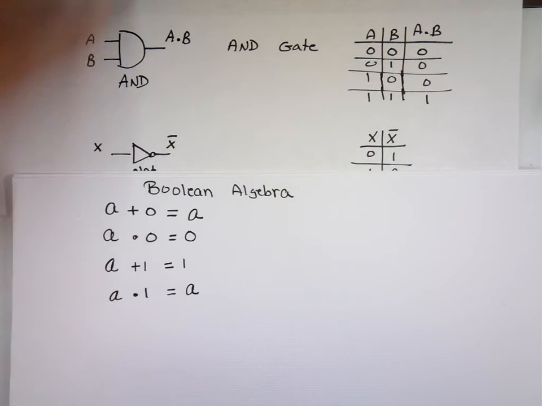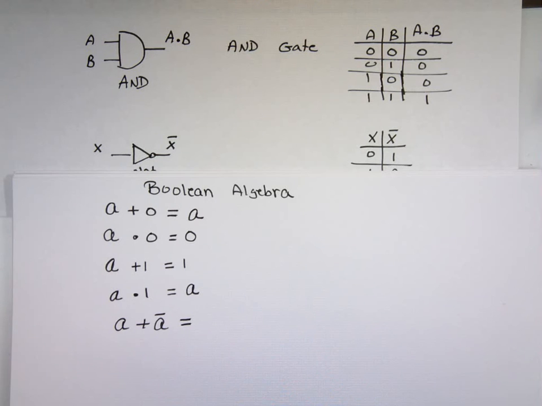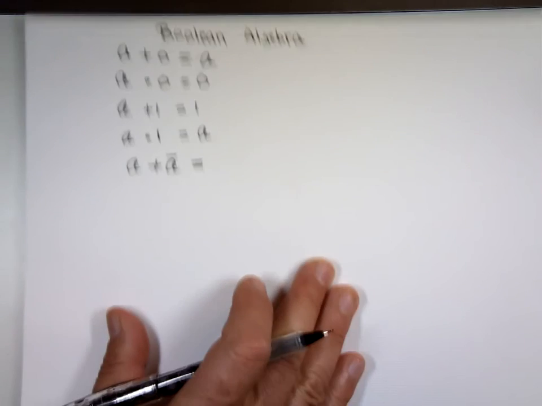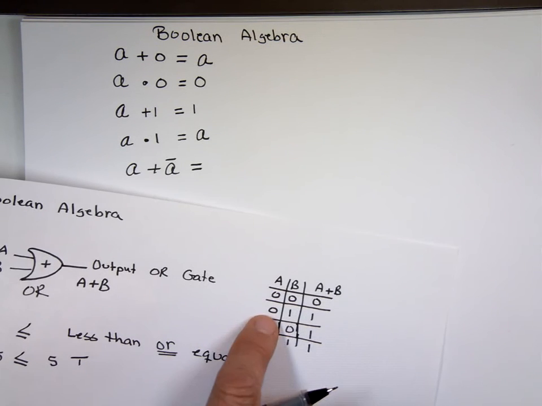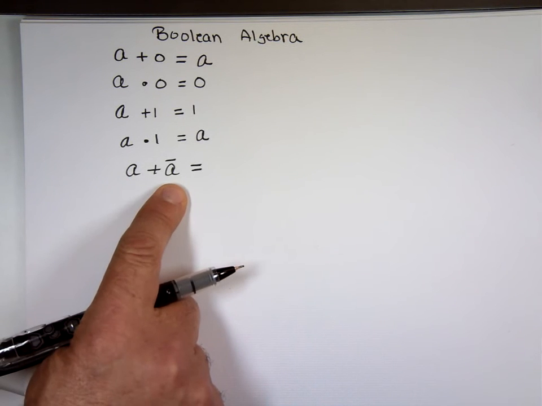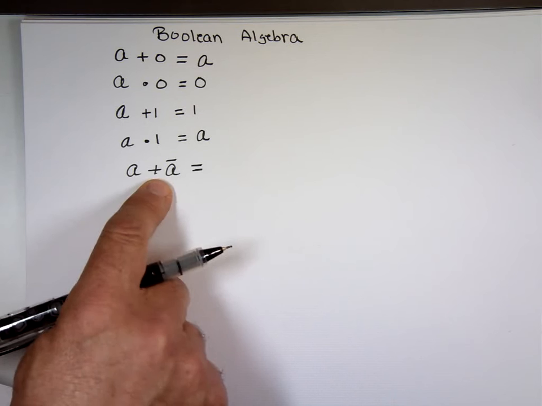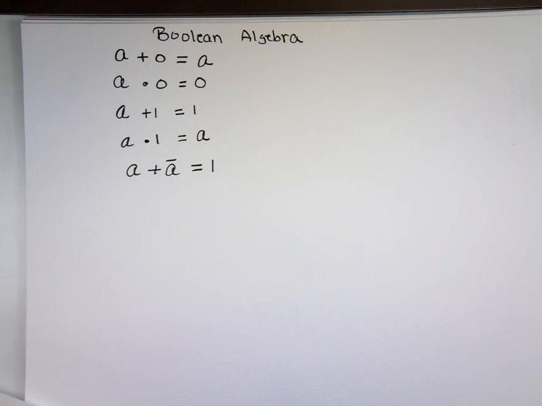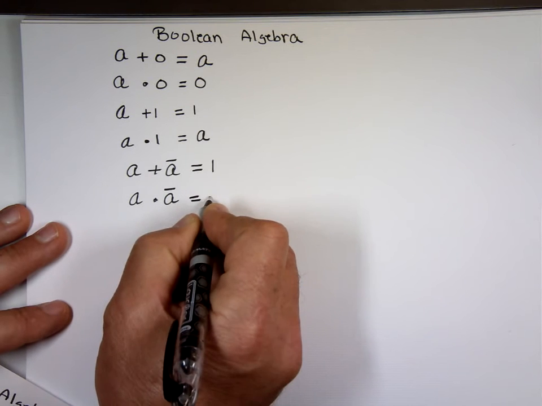We know the complement. What's A plus A complement? Try again. 1. That's an OR gate. So if A is 0, what's the complement? 1. What's 0 or 1? 1. If A is 1, what's the complement? What's 1 or 0? 1 or 0 is still 1. So anything ORed with its complement is going to be a 1. Anything ANDed with its complement, that's a 0.